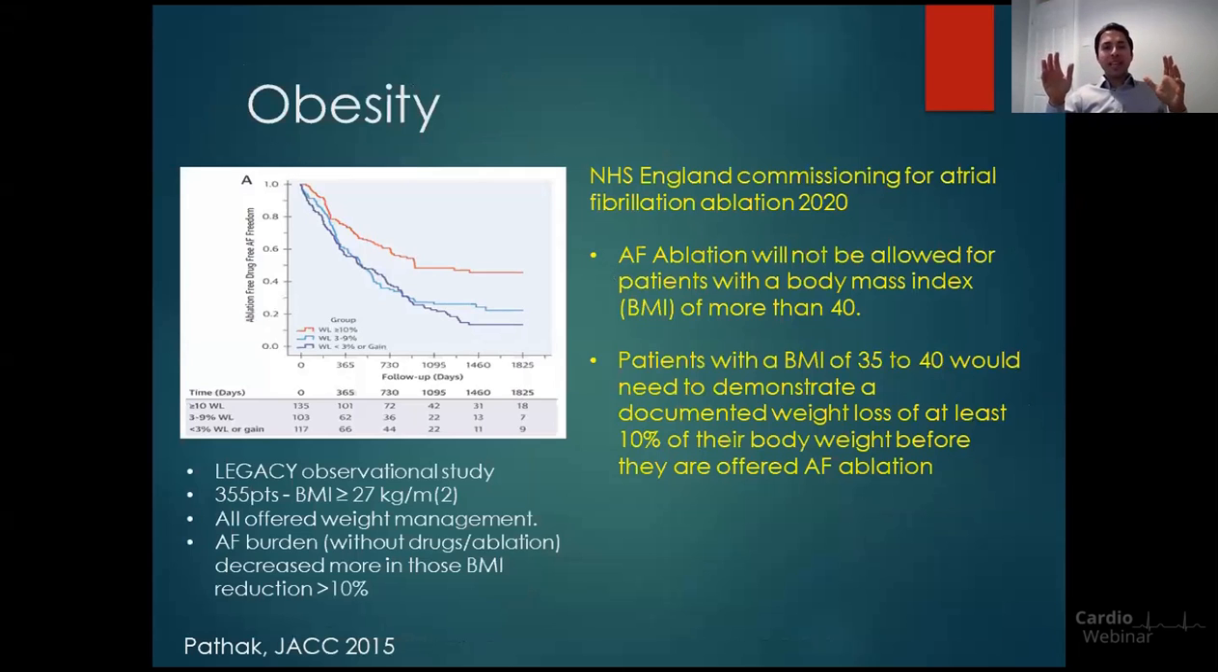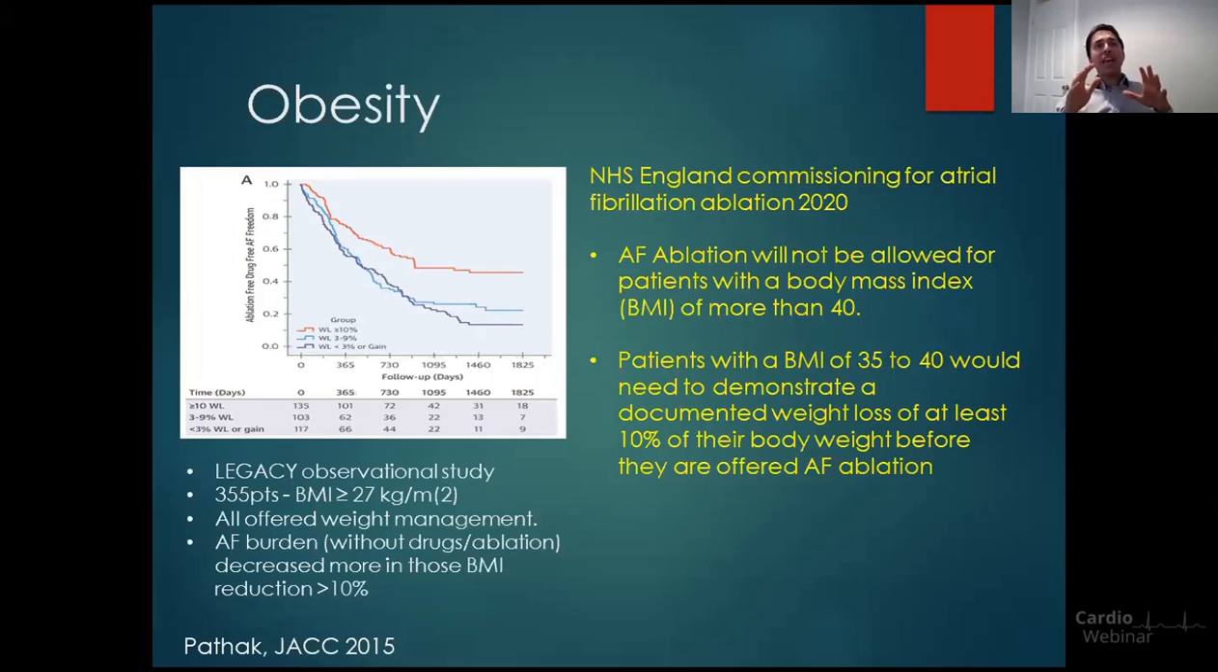Obesity. Now, we all know the negative impact of obesity, and the group in Adelaide again did a fantastic observational study where they took 355 patients who had a BMI greater than 27. So they were in the overweight category.